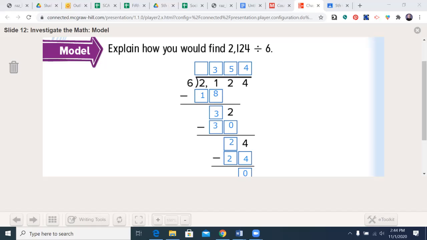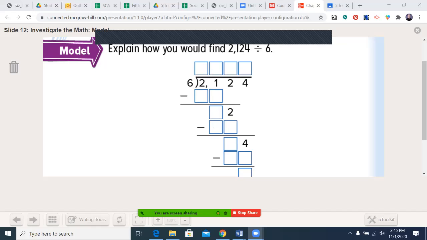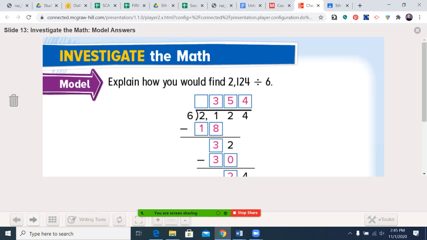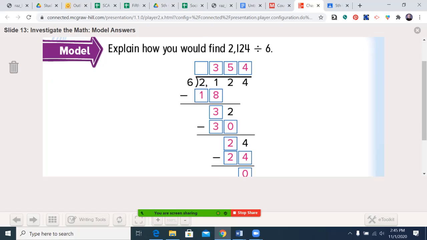I will say that some students are more comfortable and put a 0 here, and they would multiply 0 times 6, get a 0, subtract, and then go from there. Bring down the 1 and still have 21, but that puts you in the exact same spot. So you're welcome to skip that and just go right into the hundreds place in this case. You see the answer. We were good to go.